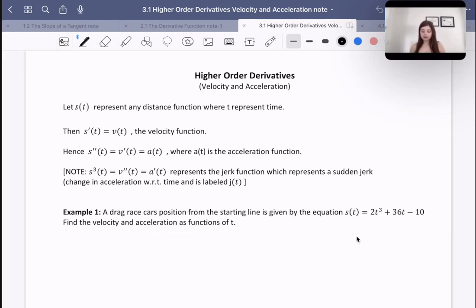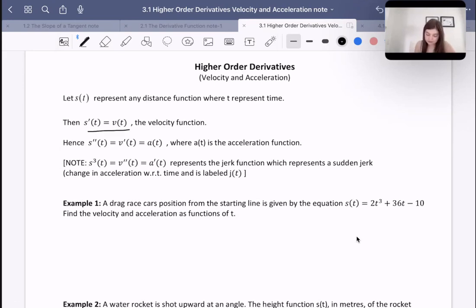We're going to talk about how derivatives can help us to find the velocity and the acceleration when we have the distance function. In this example, it says, let s of t represent any distance function where t represents the time. That means that the first derivative is the velocity function. We can find the first derivative to get the velocity. Then, to find the acceleration, we can take the second derivative, or in other words, the derivative of the velocity, right? Which velocity was the first derivative.